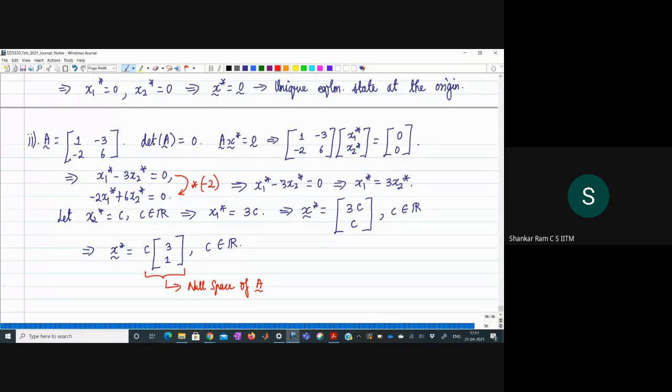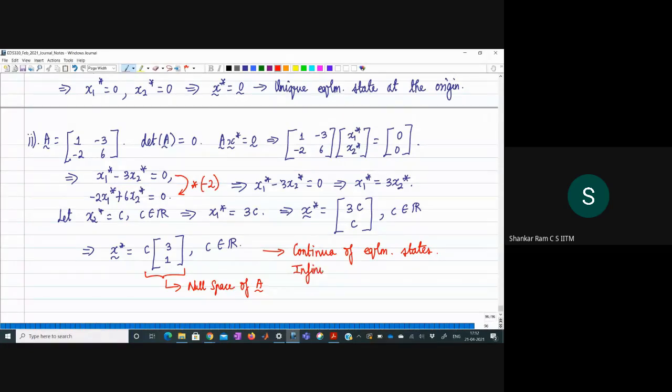All right. So you multiply the matrix A by any scalar multiple of the vector 3, 1, and you will see that the answer will be 0. So that is the null space of the matrix A. All right. So in this particular case, we observe that there is a continuum of equilibrium states, as we discussed previously. Why is there a continuum? Please note that the constant c is a real scalar, right? So that can go from minus infinity to plus infinity.